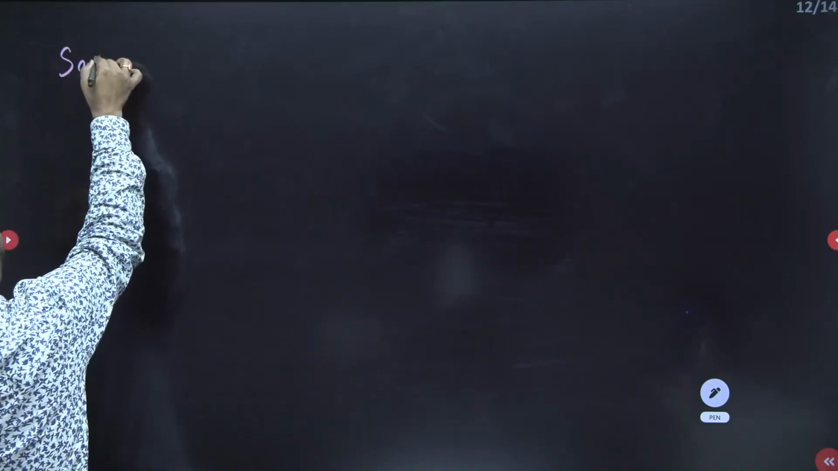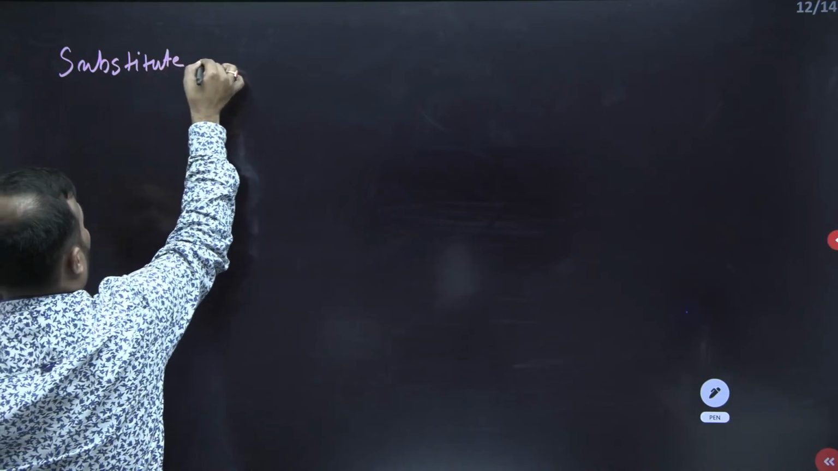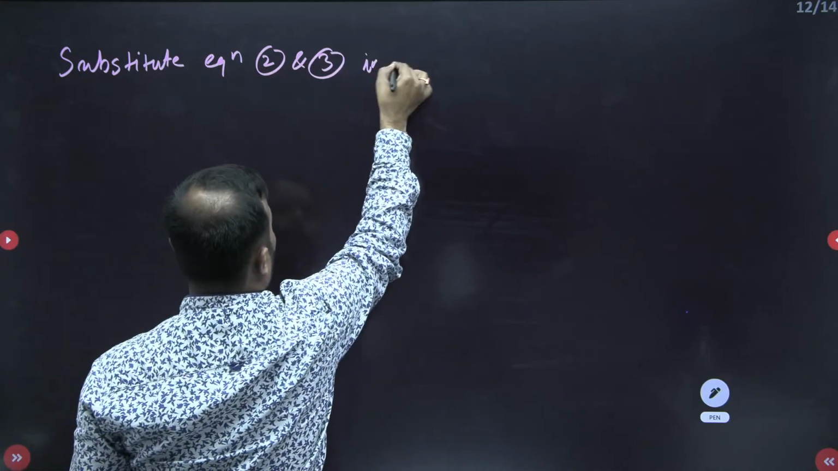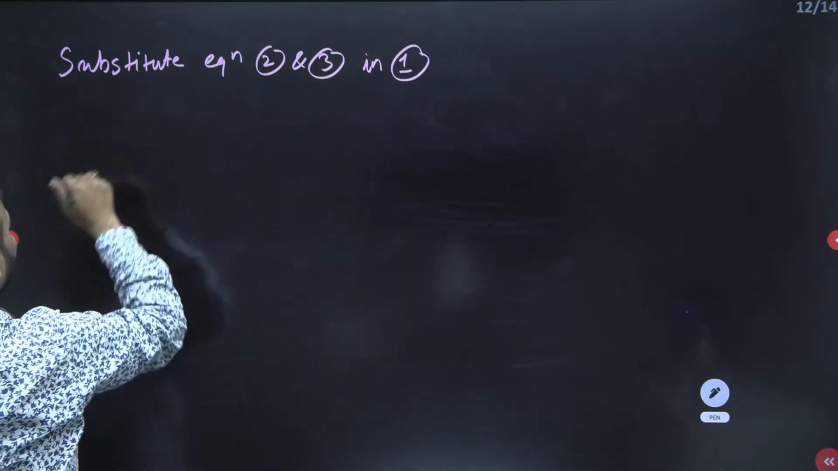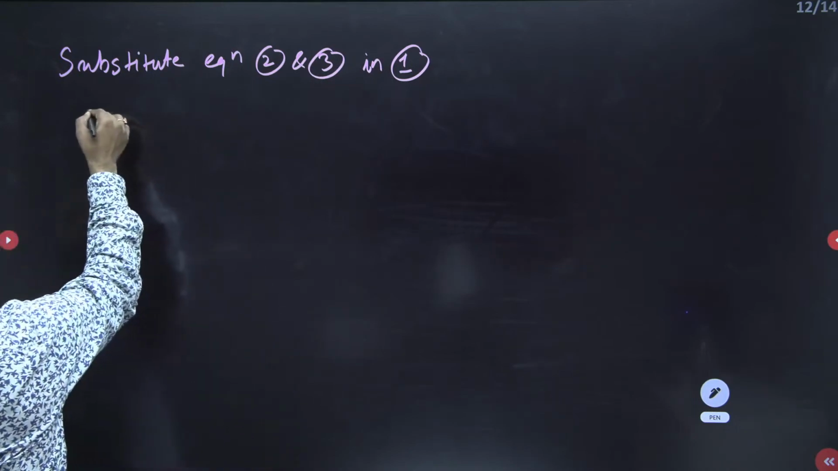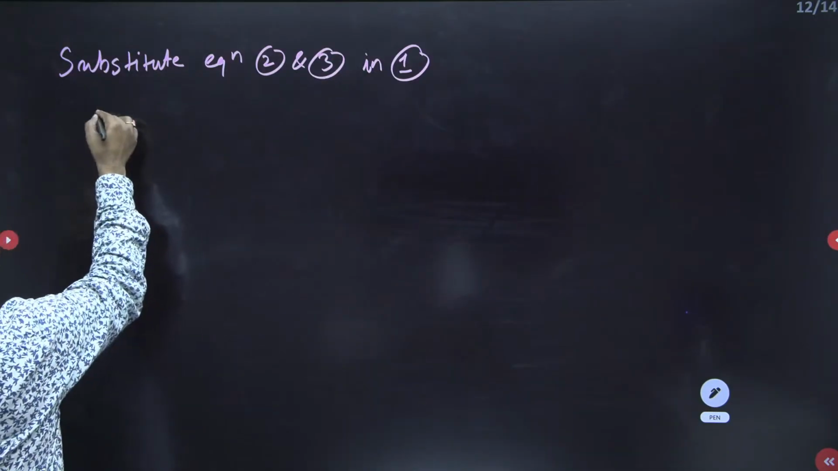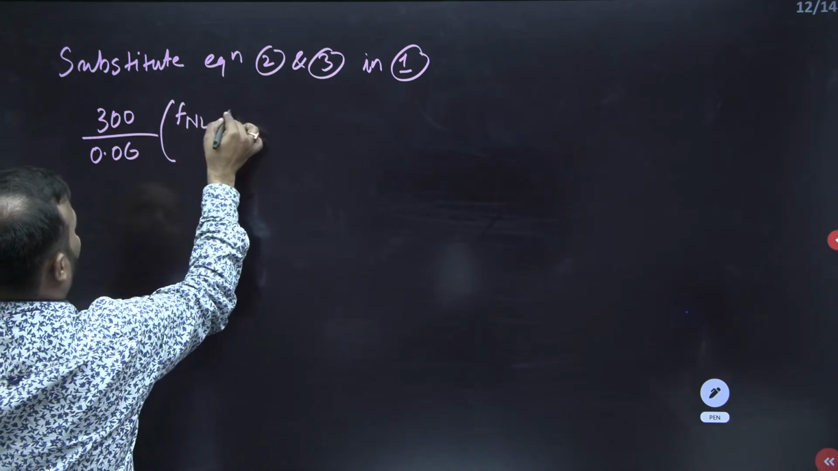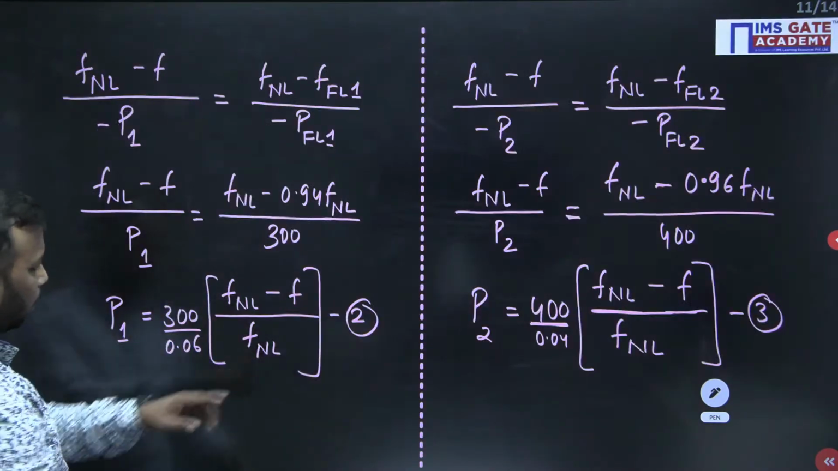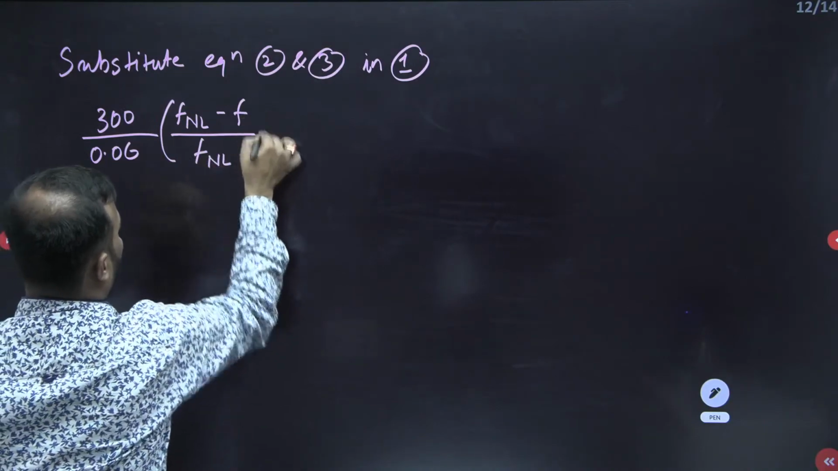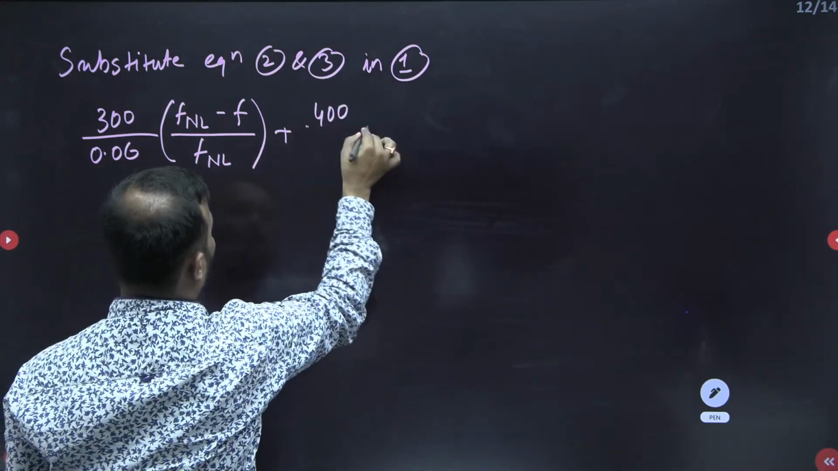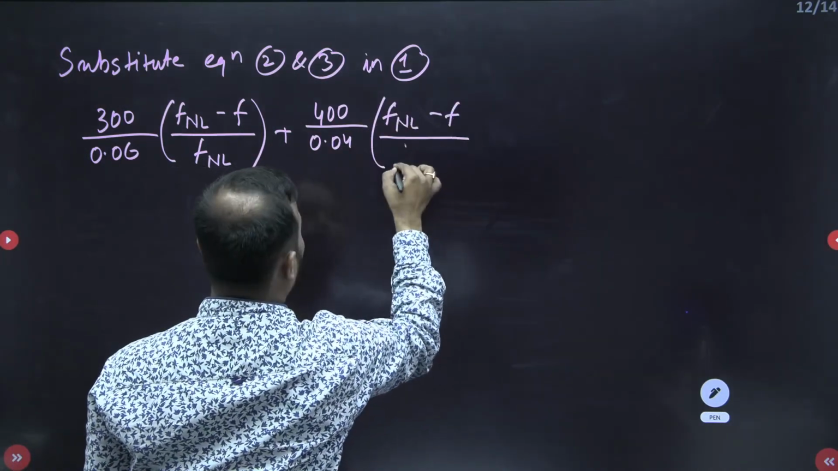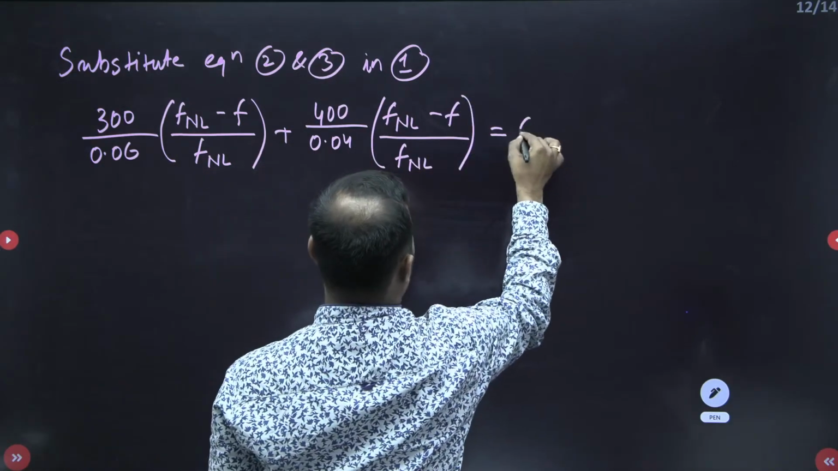Now substitute equations 2 and 3 in 1. So P1 plus P2 was given as 600. So let us take P1, which is nothing but 300 by 0.06 times (F no load minus F) divided by F no load, plus 400 divided by 0.04 times (F no load minus F) divided by F no load, this is equal to 600.